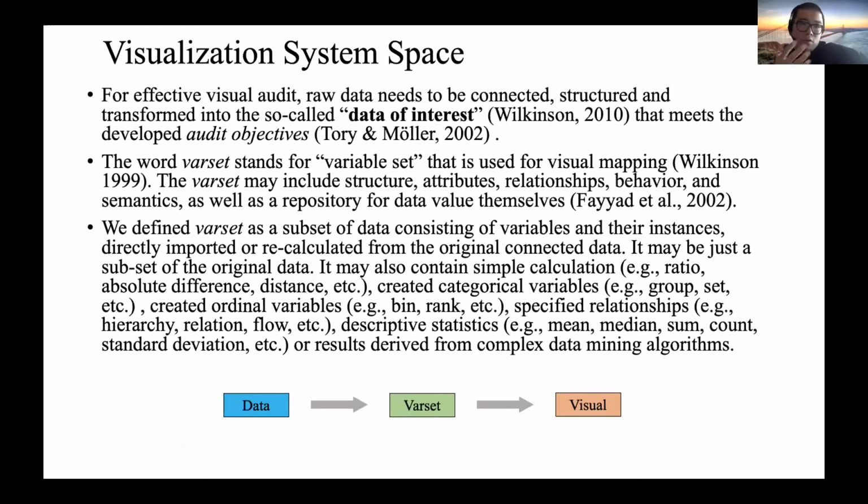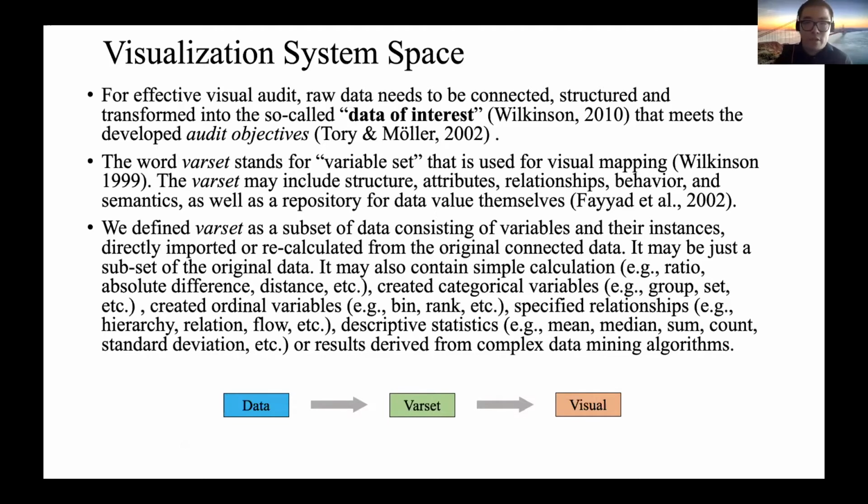After auditors have those goals and intentions, they start interacting with the system. So we create a system space called visualization system space. In this space, we categorize three containers as data, var set, and visual. Data is just the data of interest, the data you connect to your data set, the data you want to use to find something, to perform the audit, the data that meets your audit objectives. Then from the data, you create a var set. Var set stands for variable set, which contains a list of different variables that you are going to use to map to the graph, to map to different graphical entities. So that is a var set.